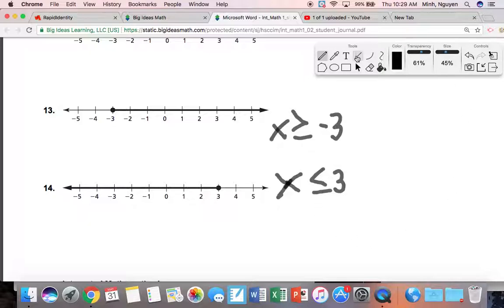Alright, that's it for section 2.1. Hopefully you understood it. If not, let me know or ask your teacher.